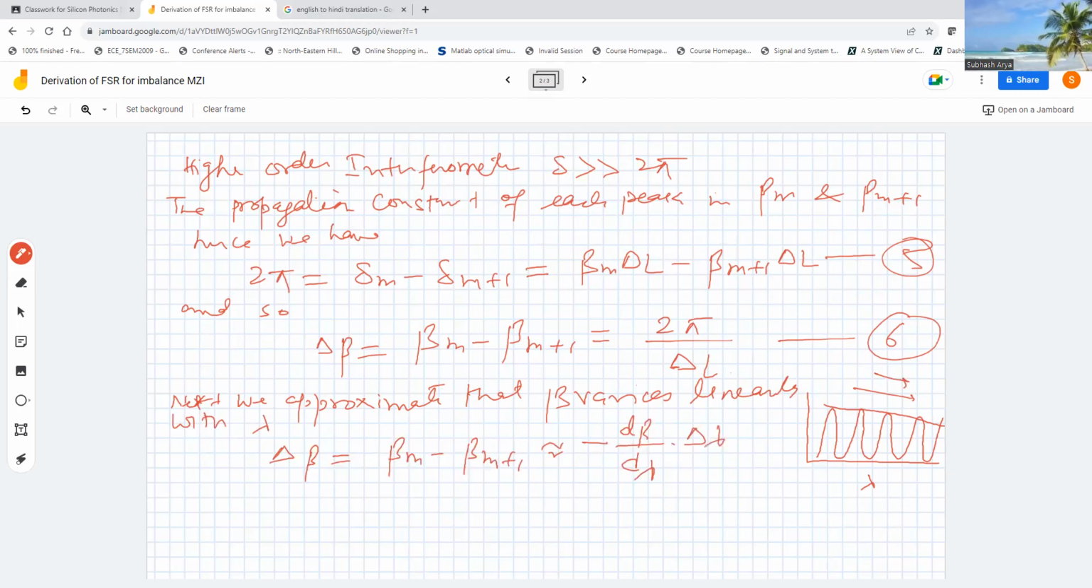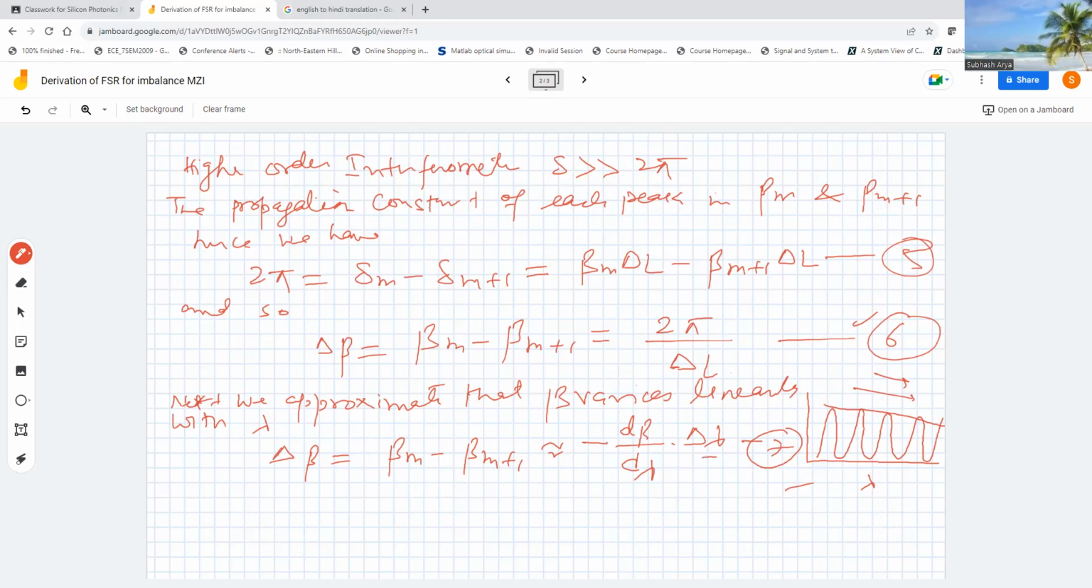So this is what we are trying to capture, this phenomenon: the change in beta is linear with respect to the change in the wavelength. Now, combining these two equations, equation number 6 and equation number 7, both are for delta beta. So we equate them and find the expression for this delta lambda.